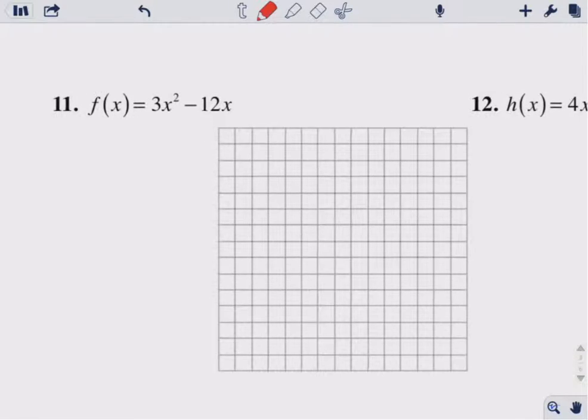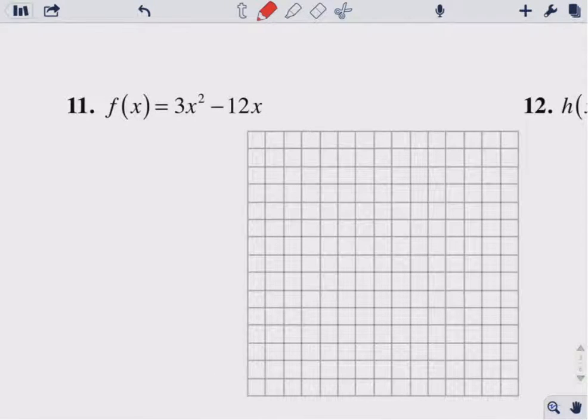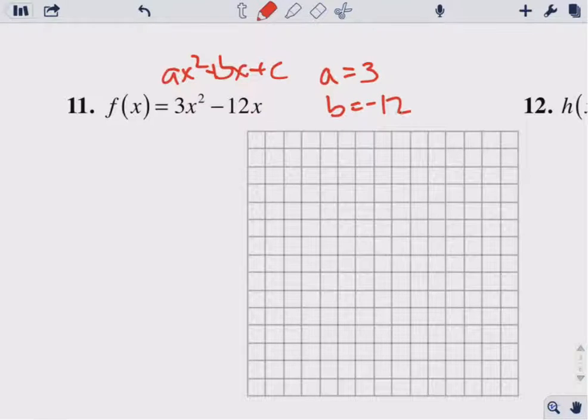Alright, so let's look at the next one. Next one, ax squared plus bx plus c. A is equal to 3, b is equal to negative 12, c is equal to 0.